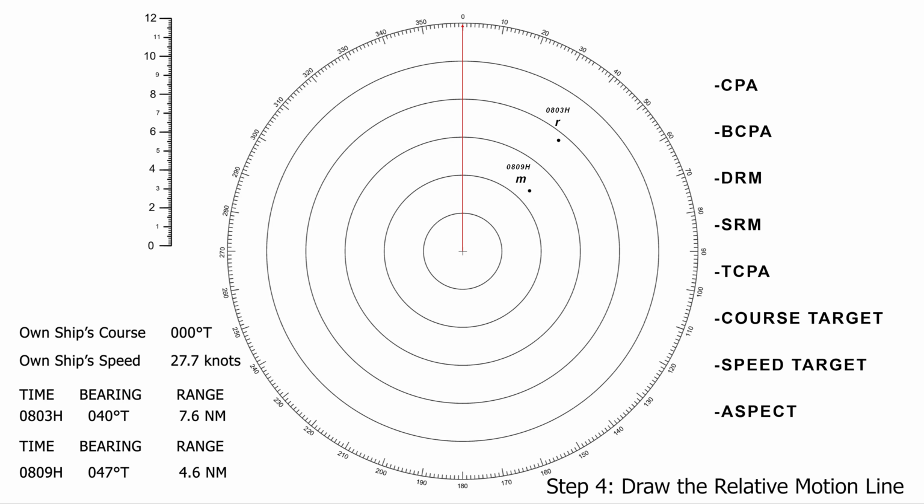Step 4. Draw the relative motion line. Join point R to point M, then extend the line forward. With the data now plotted on the sheet, we can begin extracting critical information: closest point of approach, bearing at CPA, direction of relative motion, speed of relative motion, time to CPA.